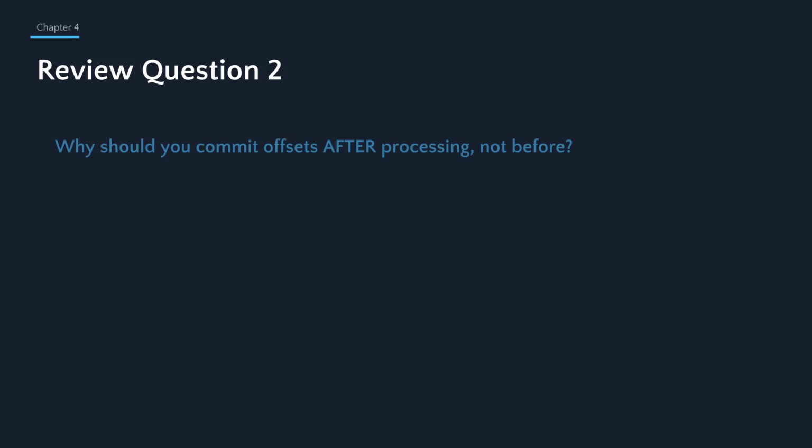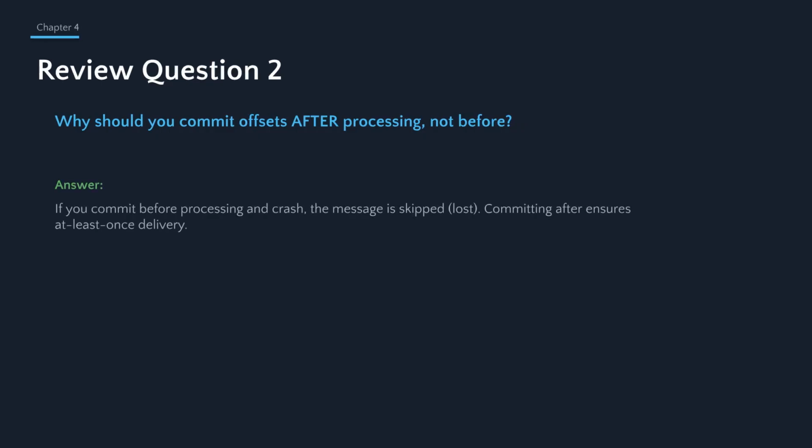Review question 2. Why should you commit offsets after processing, not before? Consider what could happen in case of a crash. The answer is that if you commit before processing and crash, the message is skipped. It's lost. Committing after ensures at least once delivery. In the worst case, you reprocess, but you never lose data.